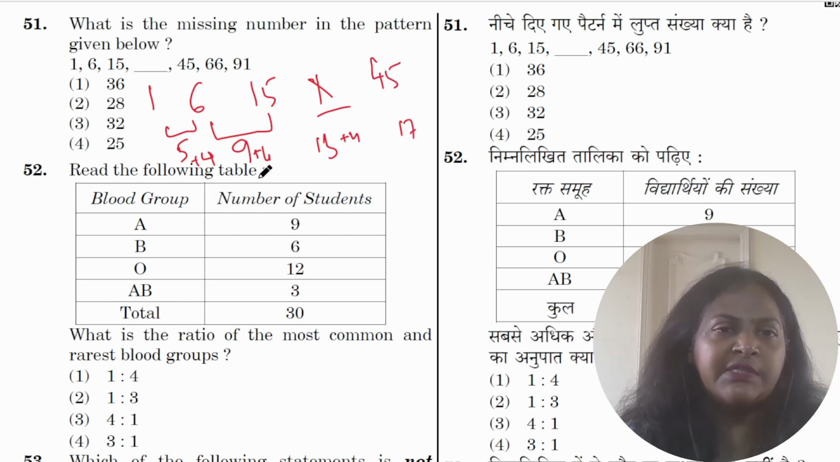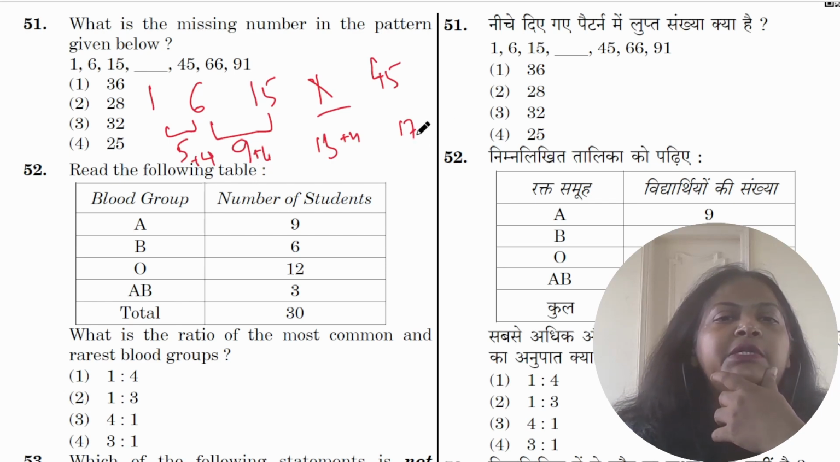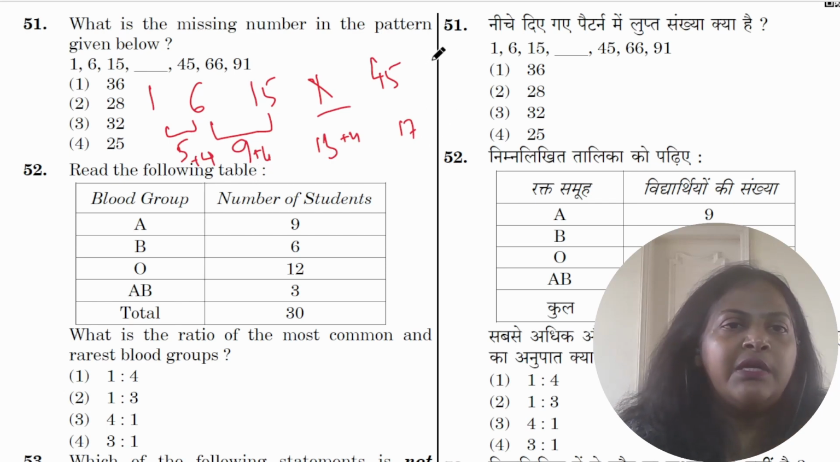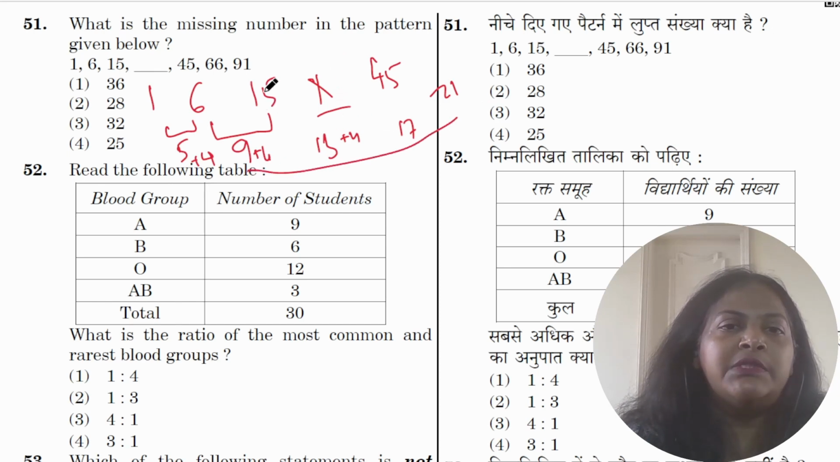How do we know whether this is correct? If this continues, the next difference should be 17 plus 4, which is 21. So yes, 66 minus 45 is 21. So we are in the correct pattern, and therefore we need a number which is 13 more than 15, which is 28. So the correct answer is option 2, 28.